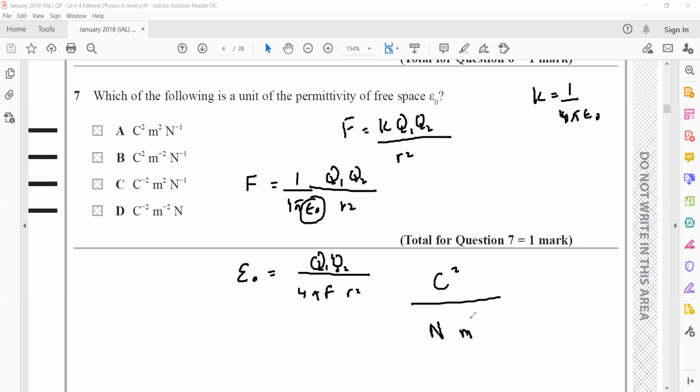And then it is meter for distance, squared. So if we simplify this, what will we get? We'll get Coulomb square, Newton minus 1, meter minus 2, or meter minus 2, Newton minus 1. So which one does it match with? It matches with B.